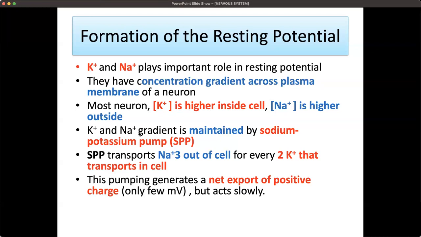The potassium and sodium gradient is maintained by the sodium potassium pump. But make sure during the exam you don't abbreviate it as SPP. Write it in full. So what does it do? It's going to transport 3 sodium ions out of the cell, but at the same time, 2 potassium ions are transported inside the cell, to maintain the resting potential. So the pumping generates a net export of positive charge, just a few millivolts, and it's going to act quite slowly.